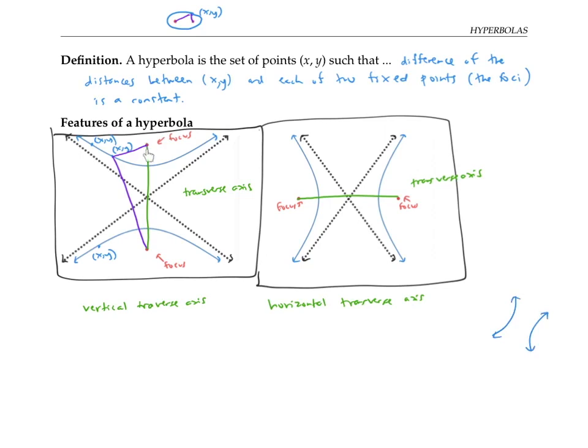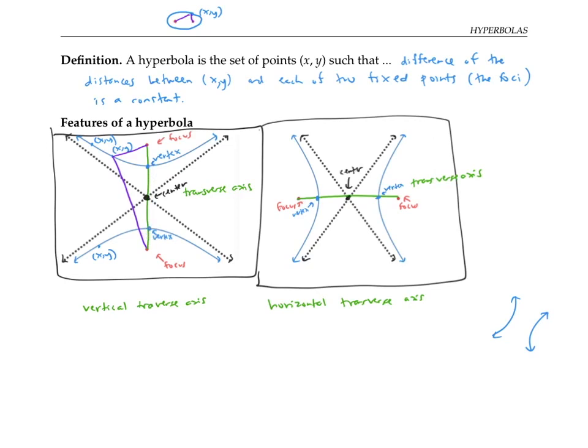If you look at where the transverse axis intersects the blue branches of the hyperbola, you'll find these two points. Those points are called the vertices. Notice that the vertices are the two points on the two branches that are closest to one another. The point halfway between the two vertices, which is also halfway between the two foci, is called the center of the hyperbola.